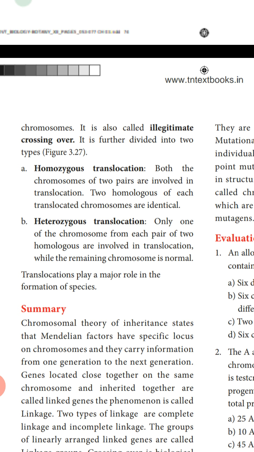Translocation plays a major role in the formation of species. For the formation of new species, translocation plays an important role. So we have studied four types of structural chromosomal aberration. First, deletion: if a large segment of the chromosome is lost, that can cause the death of an organism. Second, duplication: if a segment of the chromosome is duplicated, that can also lead to evolution.